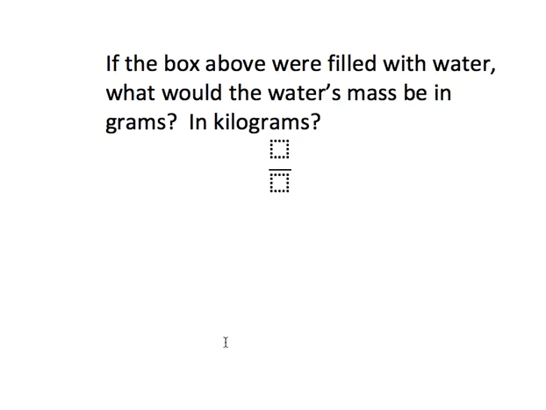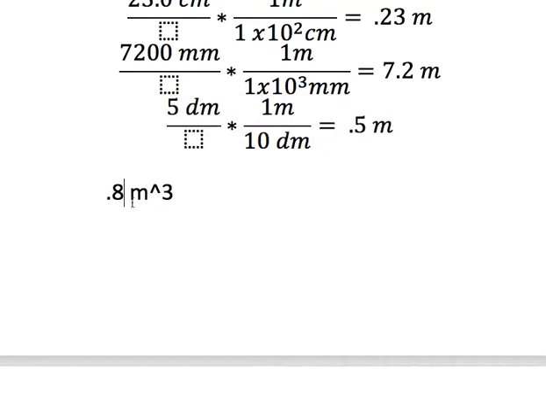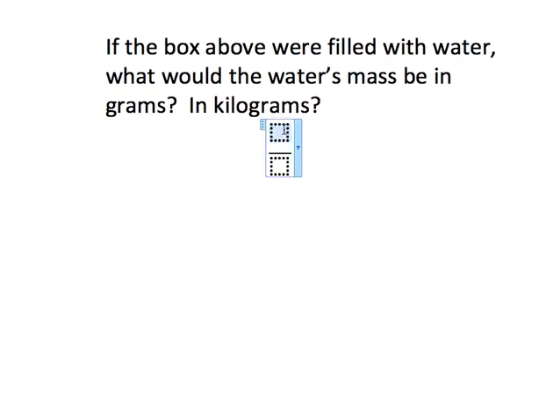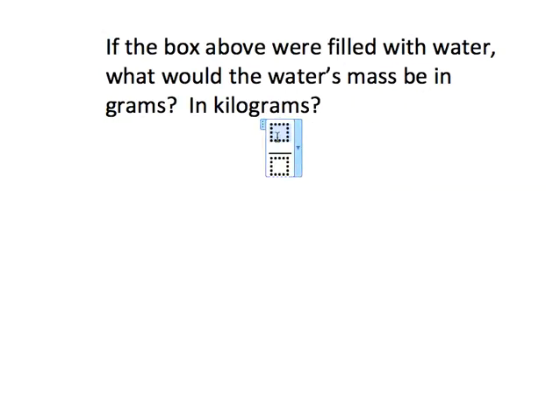Now, the last part of example problem 11 says, if the box above were filled with water, what would the water's mass be in grams or in kilograms? All right, now I know I rounded this for my previous problem, for my final answer. But since I'm using it again, I'm actually going to use what my calculator gave me. In other words, I'm not going to round it to start this. And this is in meters cubed, right?